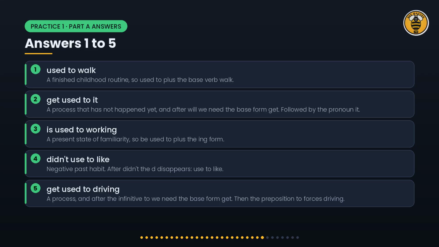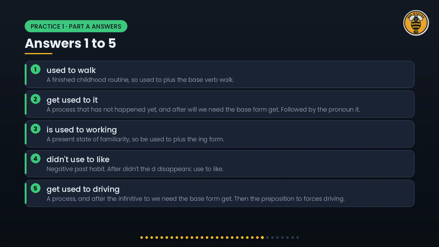Here are the answers. 1. Used to walk, a finished childhood routine, so used to plus the base verb walk. 2. Get used to it. The process has not happened yet, and after will we need the base form get, then simply the pronoun it. 3. Is used to working, a present state of familiarity, so be used to plus the ing form. 4. Didn't used to like, a negative past habit, and remember, after didn't the d disappears.